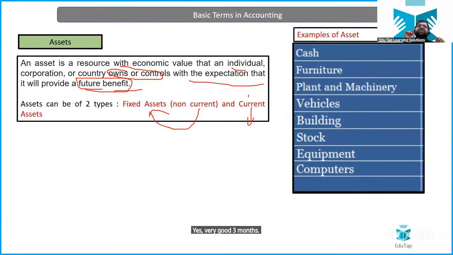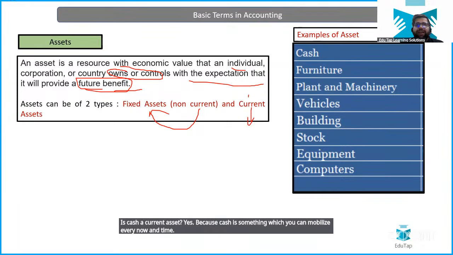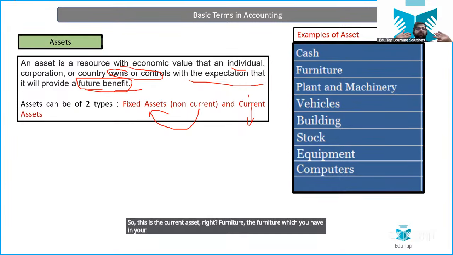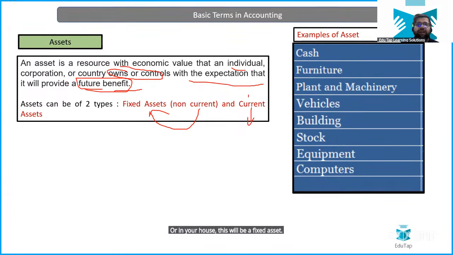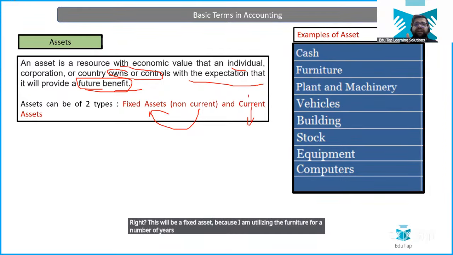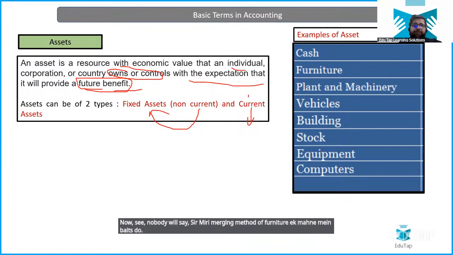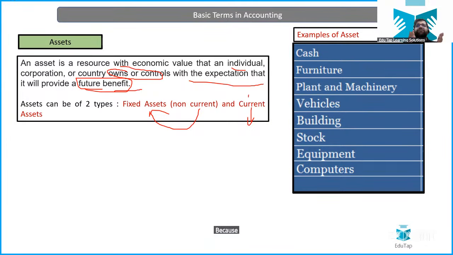Cash. Is cash a current asset? Yes, because cash is something which you can mobilize every now and then, right? Cash is that particular thing which you can give to me from your pocket right away. So this is a current asset, right? Furniture, the furniture which you have in your company or in your house, this will be a fixed asset, right? This will be a fixed asset because I am utilizing the furniture for a number of years, not just for 1 year. Now see, nobody will say, sir, it's my choice, I will sell the furniture in a month, right? Nobody will say that because furniture which you have with you will be utilized for a period of time.